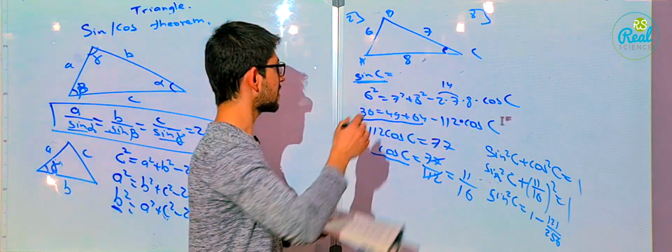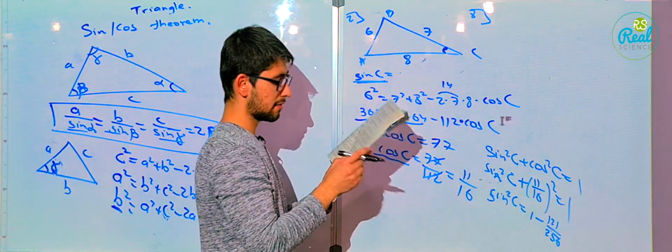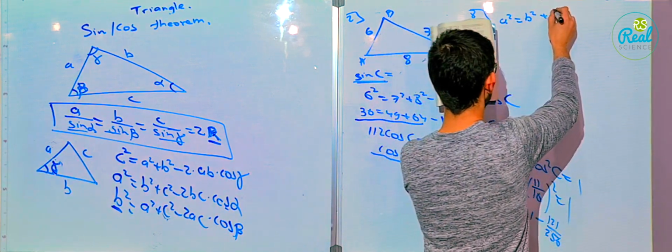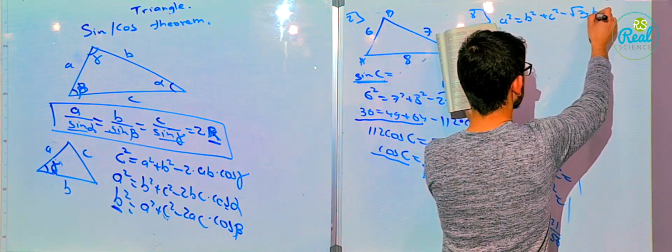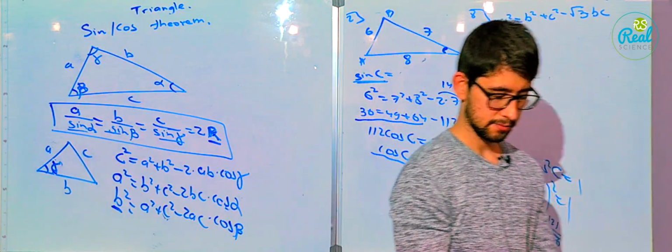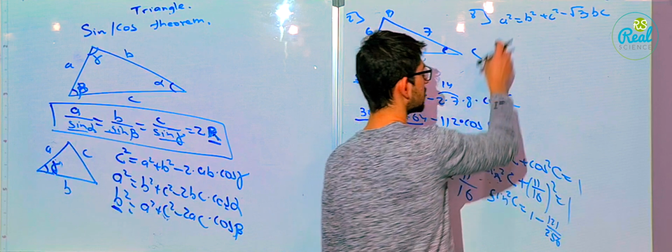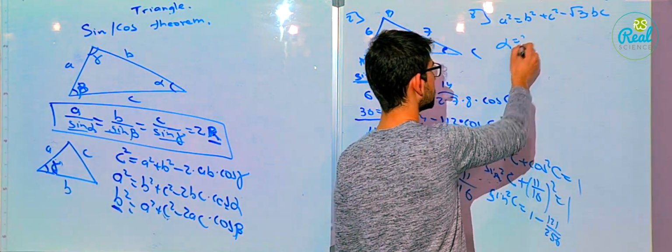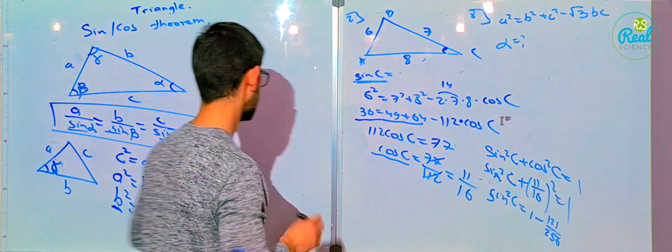So a triangle with the sides A, B, C is given, where A squared equals B squared plus C squared minus root 3 multiplied by BC. You have to find the angle that is opposite to A. It means cosine, let's say alpha itself, right? So how to do it?